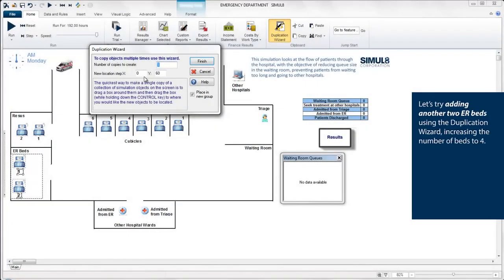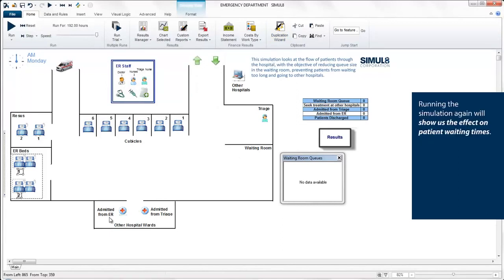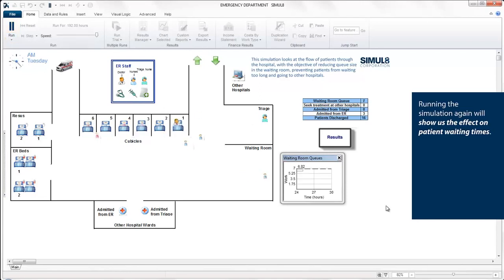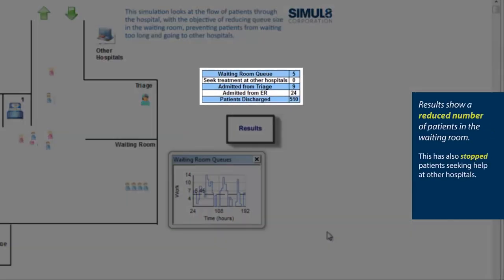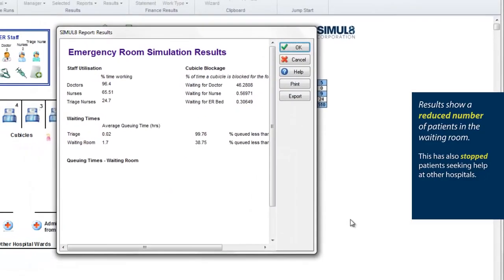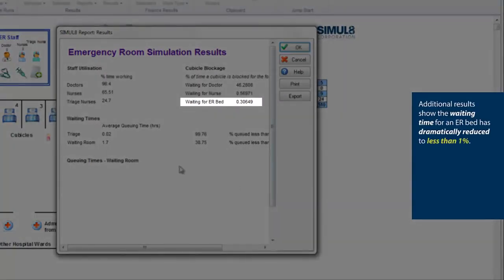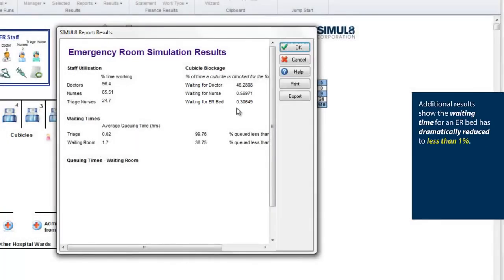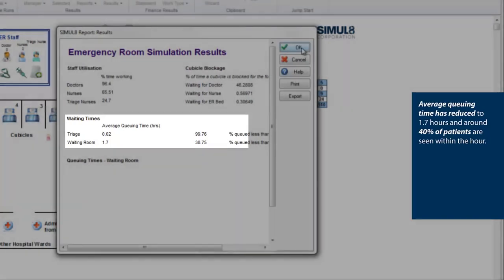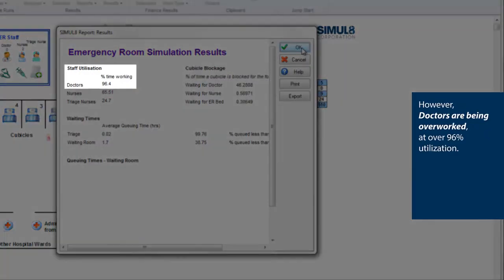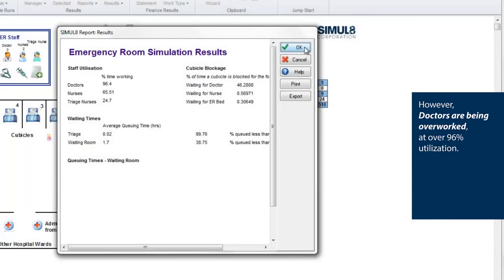Let's try adding an additional 2 ER beds. I'll run the simulation again and see the effect on patient waiting times. I have reduced the number of patients in the waiting room, and I have also stopped other patients seeking help at other hospitals. We can see through the additional results that the waiting time for an ER bed has dramatically reduced to less than 1%. Average queuing time has reduced to 1.7 hours, and around 40% of patients are seen within the hour. But we can also see from the results that the doctors are being overworked at over 96% utilization.